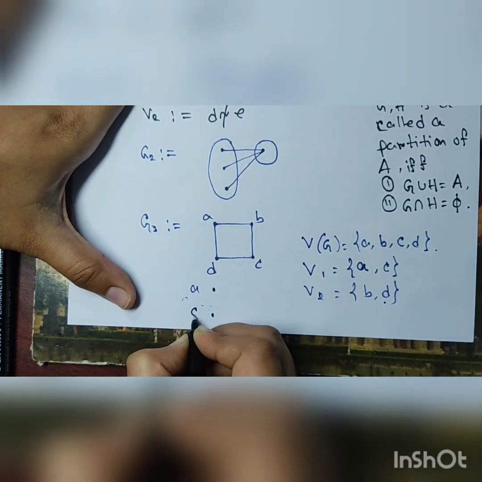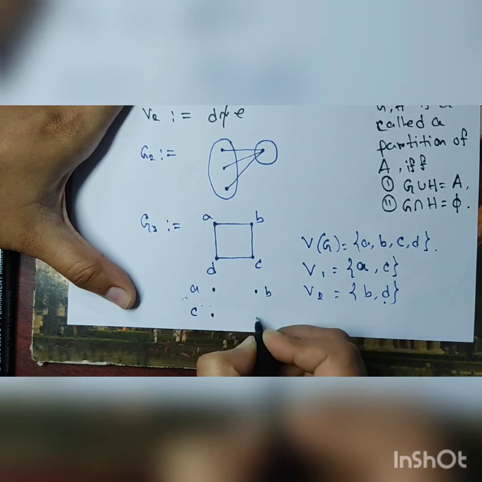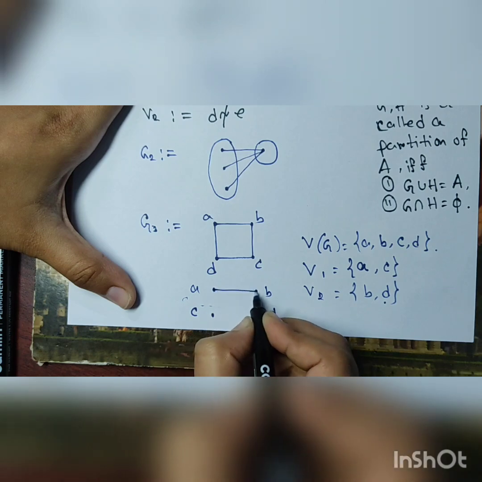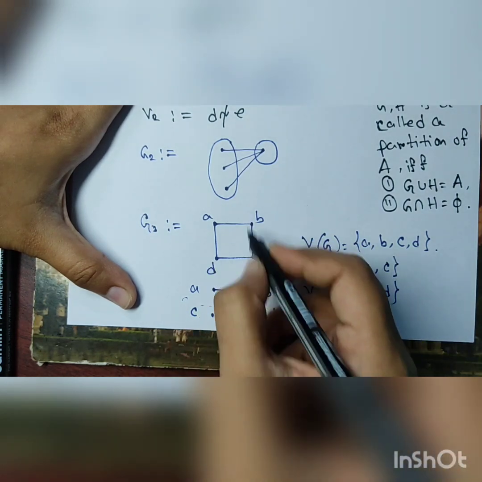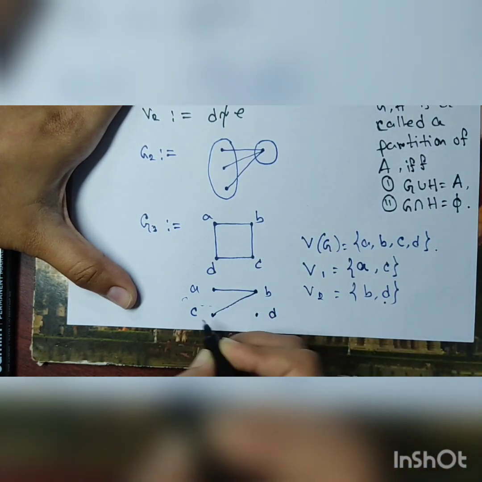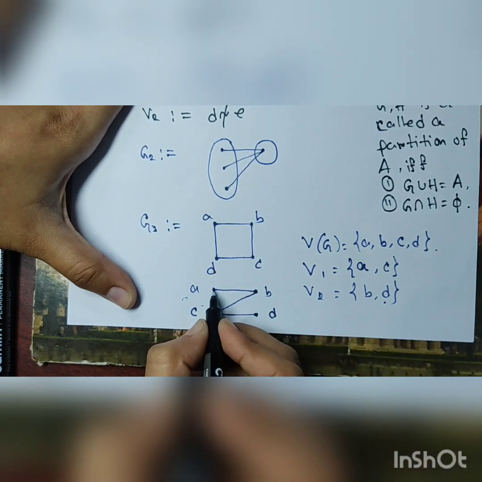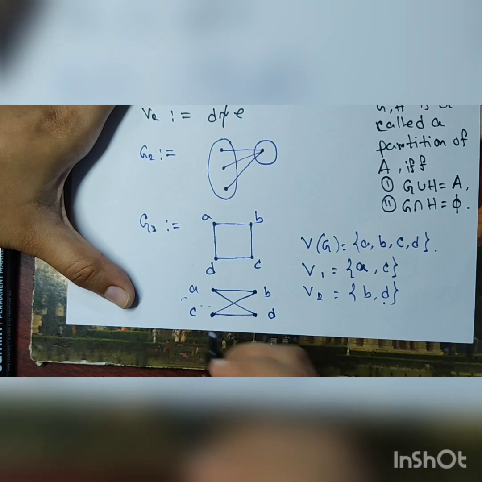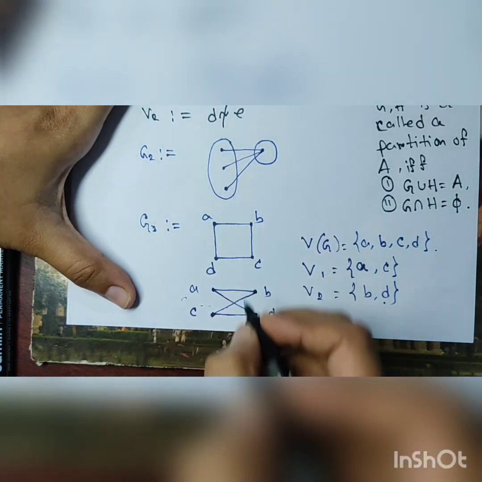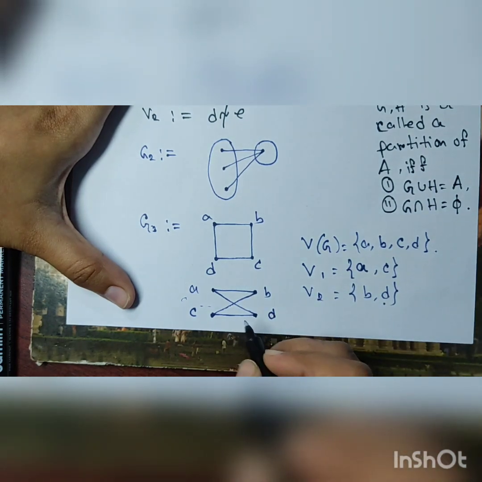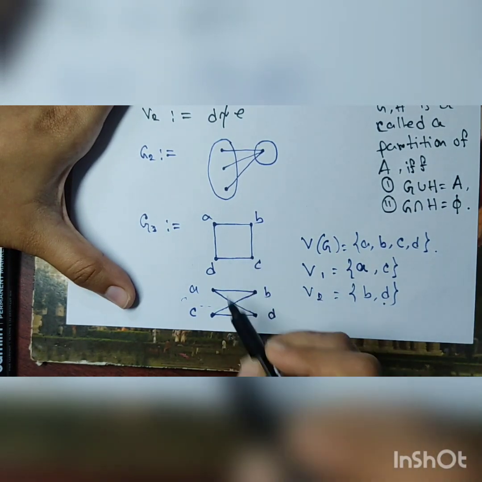A and C here, and B and D here. A is adjacent to B, B is adjacent to C, and now C is adjacent to D, and D is adjacent to A. So this is the graph basically. This was the original graph, and it is another representation of the same graph.